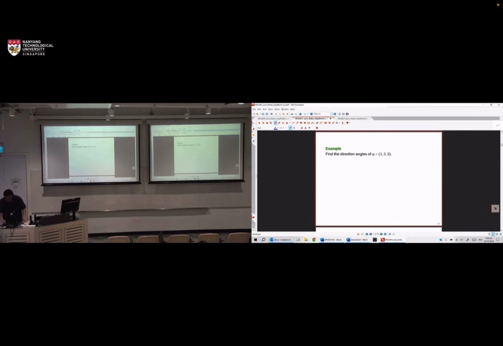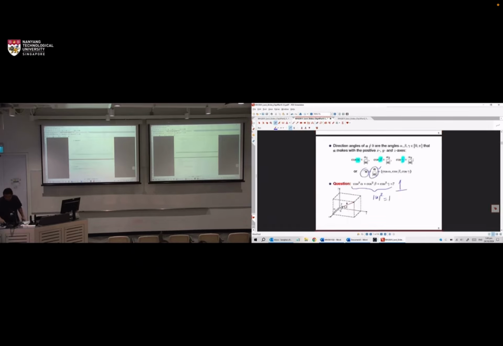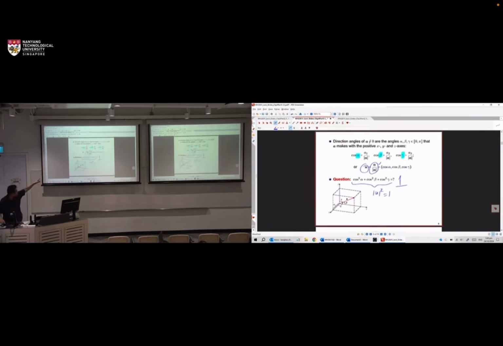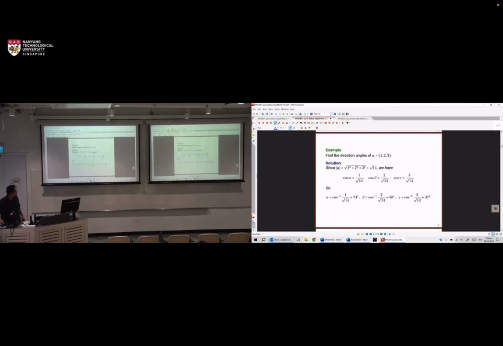And find the direction angle of the vector 1, 2, 3. Just use the same formula that I stated here. Just apply it. First you get the length of vector A, which is square root 14. Then you apply the formula: cosine alpha is whatever, cosine beta is whatever, cosine gamma is whatever, based on the formula from the previous page.